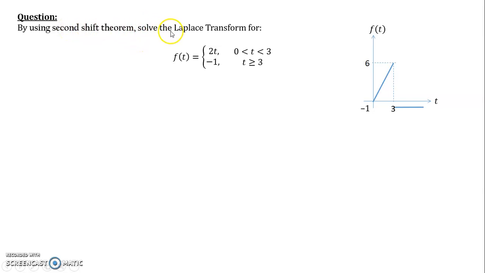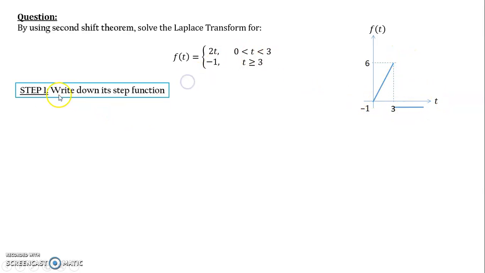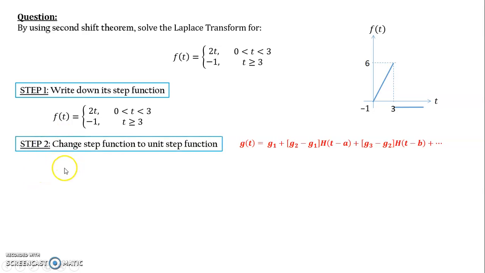Alright. Okay, so now let's have a look at the following example on how to apply the second shift theorem in order to solve the Laplace transform for the given function. Okay, so basically this is the graph that represents this function. Okay, so from the graph you might see that it is a type of step function where you have 2 different steps. Okay, and then step number 1, you need to write down the step function. Okay, so this is the step function, you just rewrite it. And then you go to step number 2 where you need to change the step function into the unit step function. Okay, by using this formula, right?